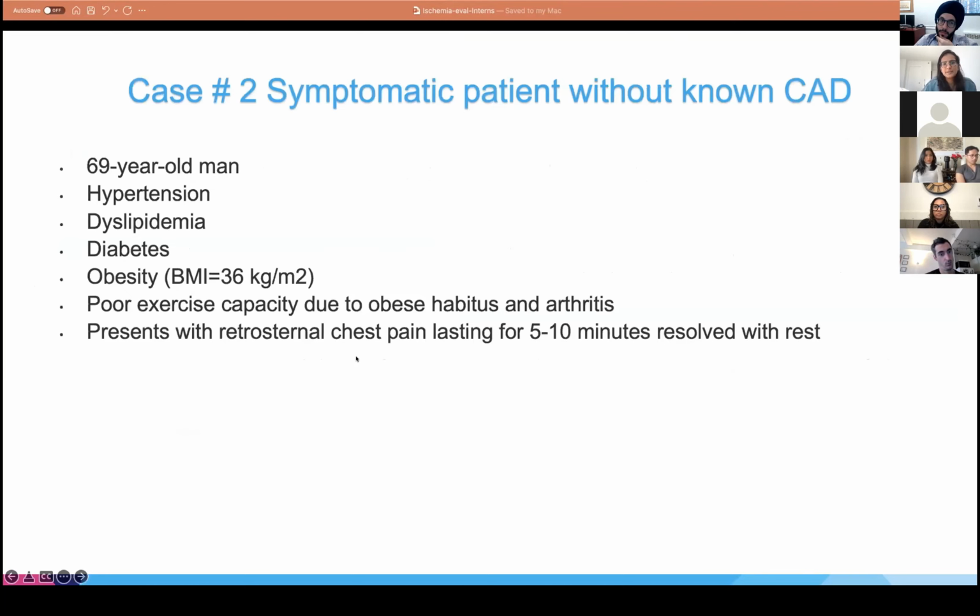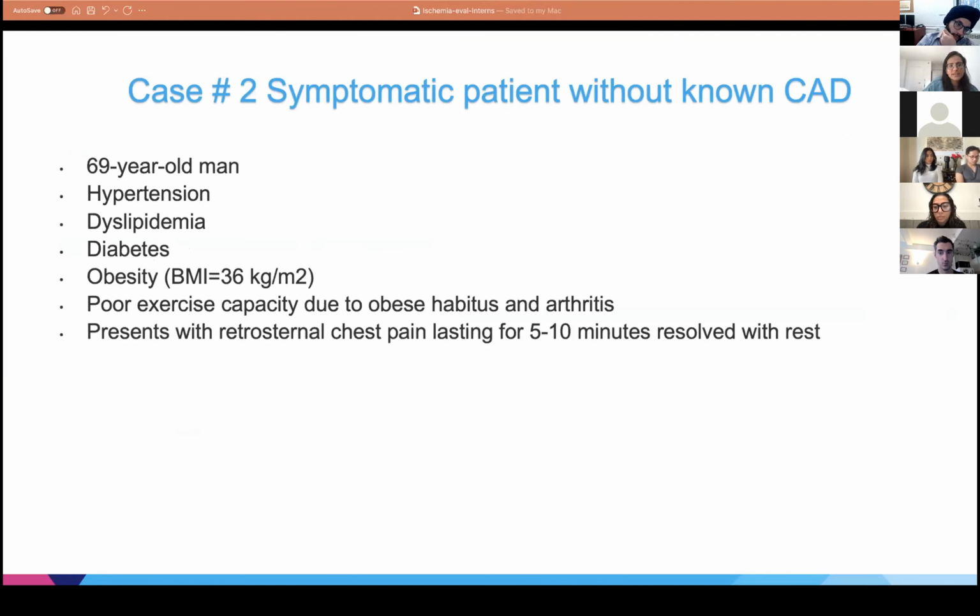Let's look at this other patient. So this is another patient. He does not have known coronary artery disease. He has multiple risk factors: hypertension, dyslipidemia, diabetes, obesity, doesn't have good exercise capacity, and also presents with chest pain. Here also you can choose anything. You can choose either a coronary CT or a stress test.